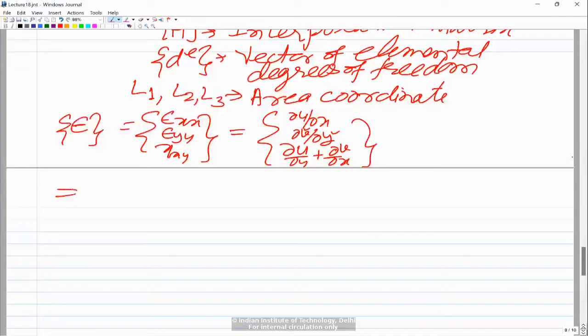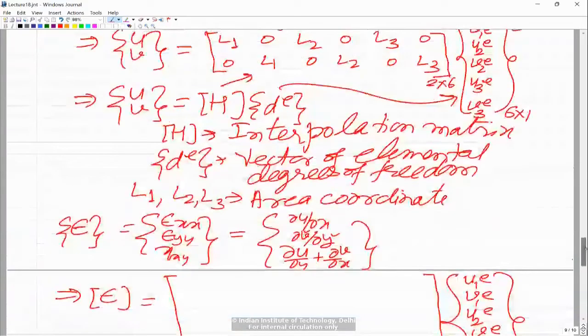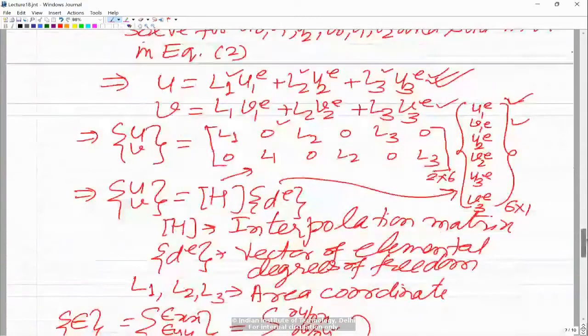So you would be able to see here that epsilon would be, then we want to write it in the matrix form. So when you write it in the matrix form, on one side you have to have the vector of elemental degrees of freedom u1e, v1e, u2e, v2e, u3e, and v3e. This degrees of freedom vector we will always write as a vector, but the interpolation matrix H and the strain displacement matrix B are in general rectangular matrices. So the first term is del u by del x, which is going to come from this expression.